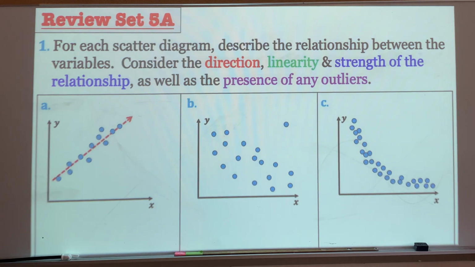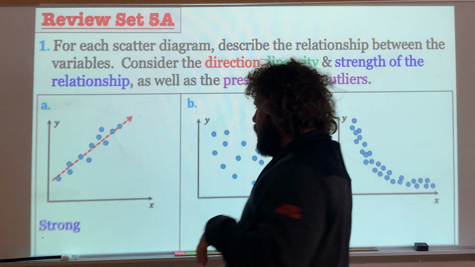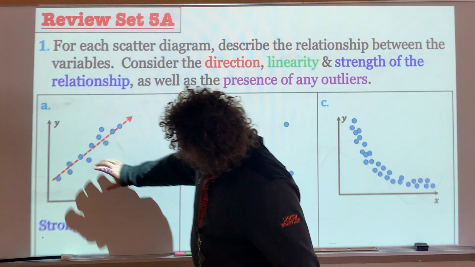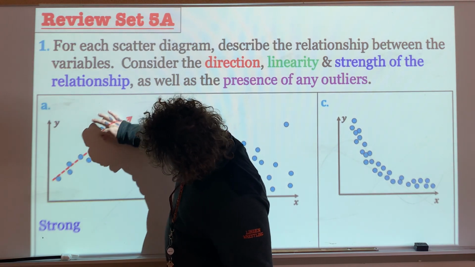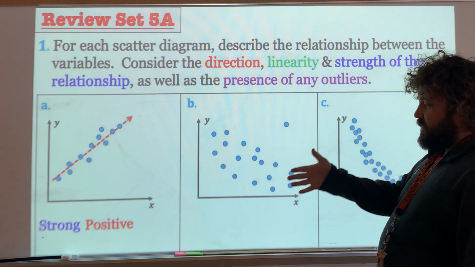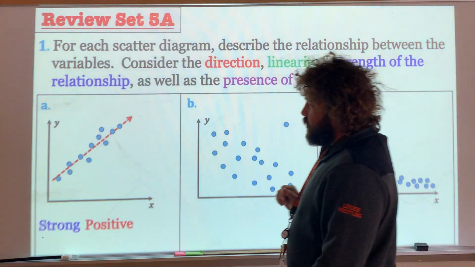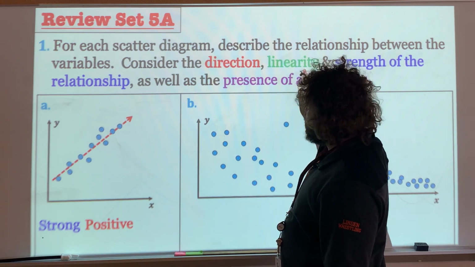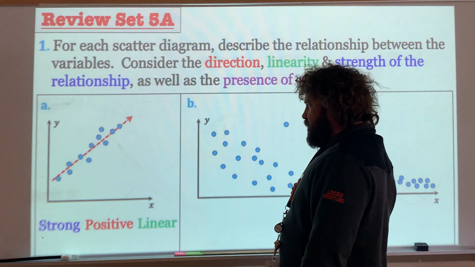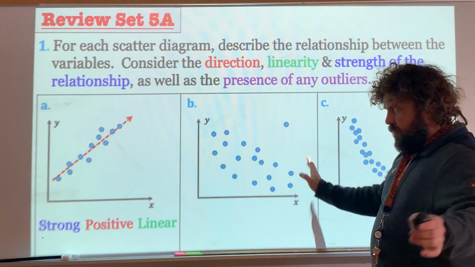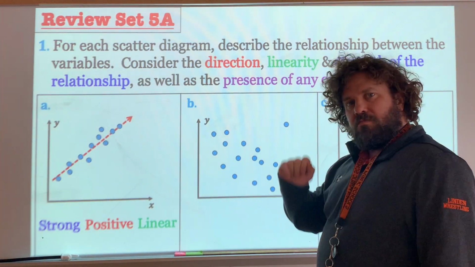Draw a line through here and I go, okay, let me see. What do you think? First off, I'm going to say that's a strong relationship, because the stronger the relationship, the closer the points are to the line. I'm going to say it's positive because the graph is increasing from left to right. It's going up. Linear? Looks pretty linear to me. Are there any outliers? No outliers. So do B and C.